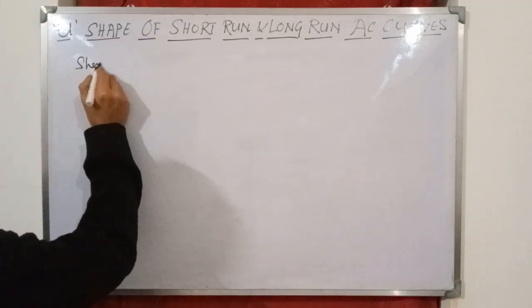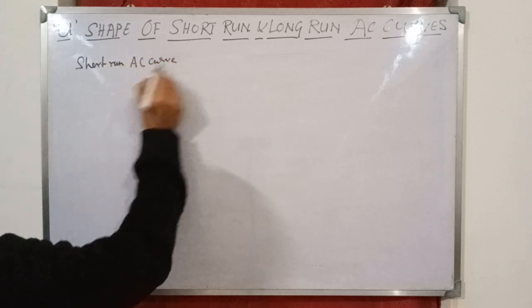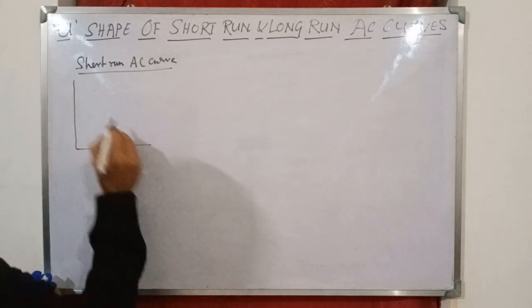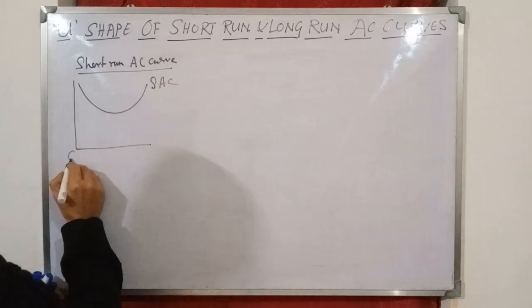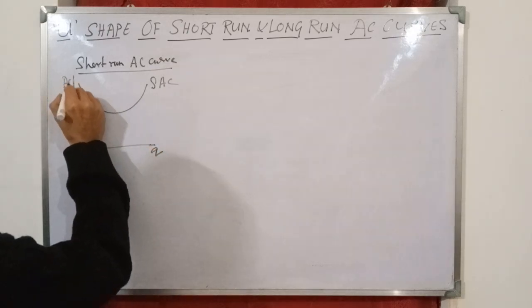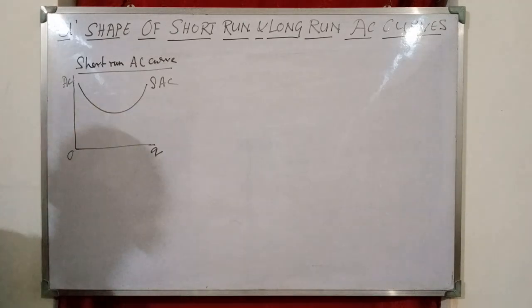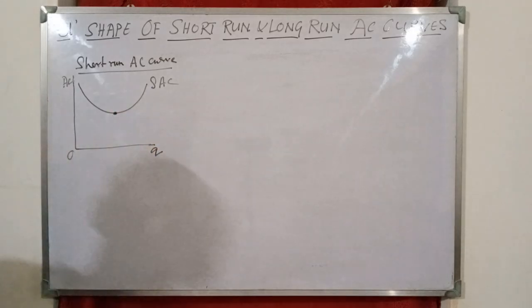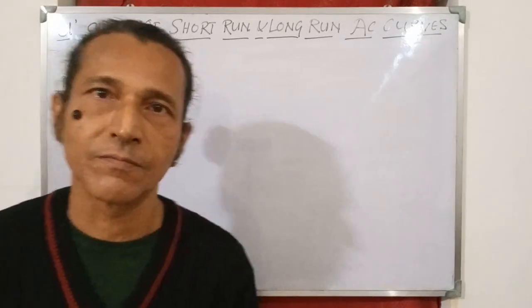First, short run average cost curve. This is the shape of short run average cost curve. On x-axis we measure quantity and on y-axis we measure average cost. You can see that the short run average cost curve is falling, reaching a minimum point, then increasing. That is why it is U-shaped. Now, what is the reason behind it?